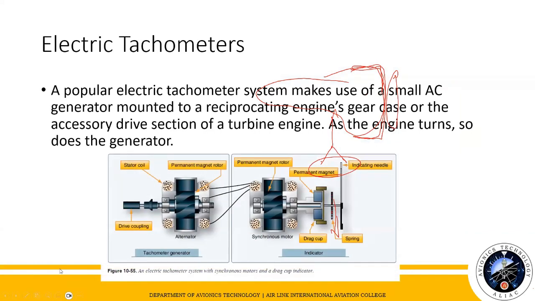So meron naman tayong tachometer, electric tachometer, sorry.